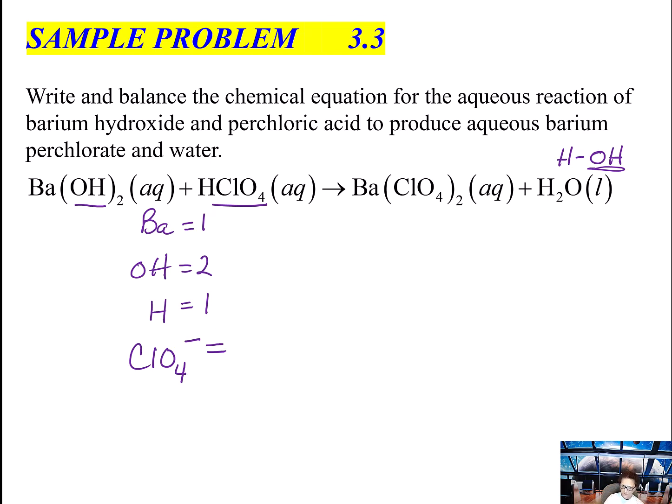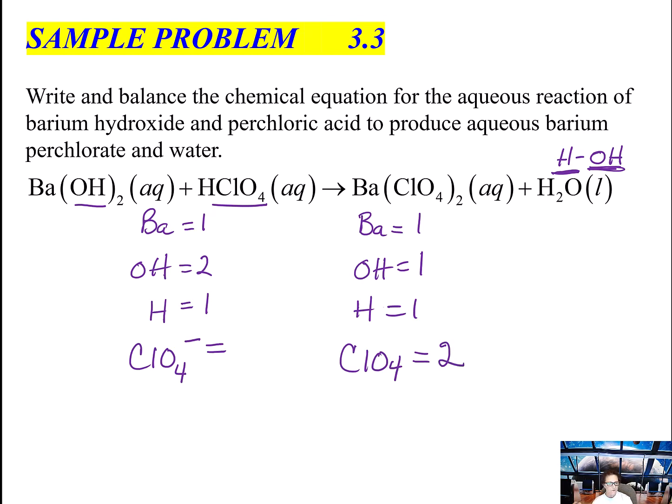All right, so on this side, I have 1 barium, I have 1 hydroxide. Kind of do them in the same order so you don't get confused. Then I have 2 hydrogens, I only have 1 hydrogen. So I have 1 hydrogen and 1 hydroxide. And then for my ClO4, I have 2 of those on this side. Okay, so my bariums are okay for now, so I'm not going to worry about them.